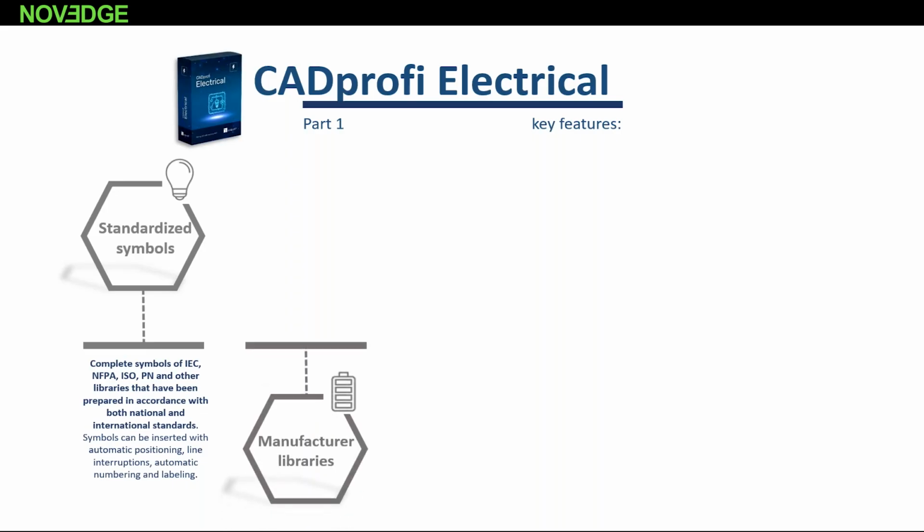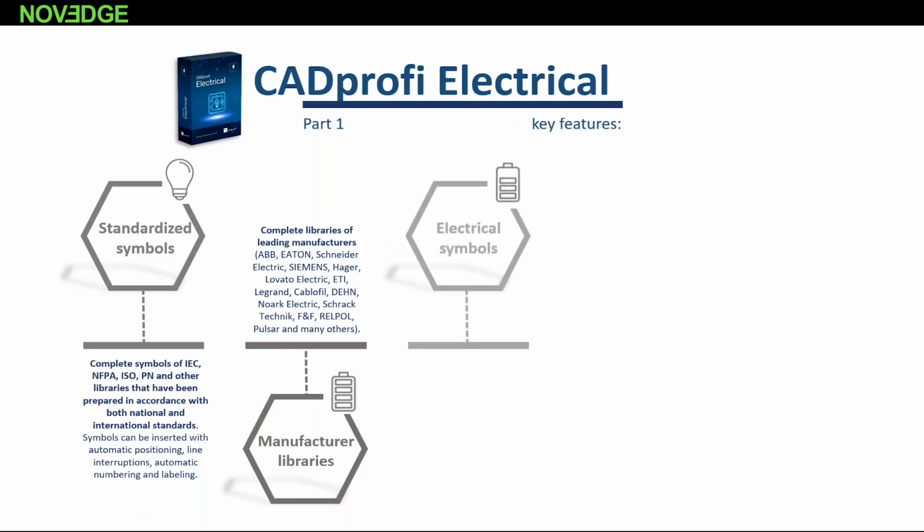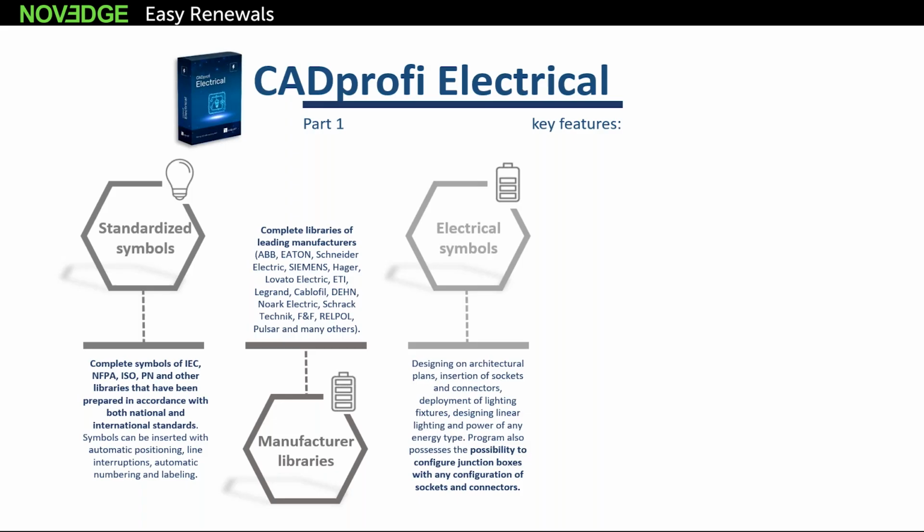Except that there's a rich library of manufacturer libraries, not to mention ABB, Eaton, Schneider Electric, Siemens, and many more really worldwide known brands that every electrical engineer uses in his everyday work. Except that, we are speaking about electrical symbols. The program also gives the possibility to configure junction boxes with any configuration of sockets and connectors.